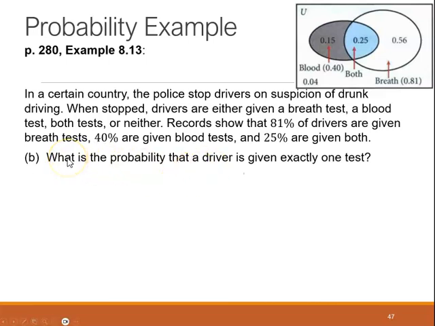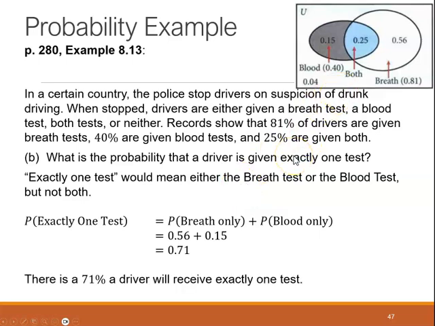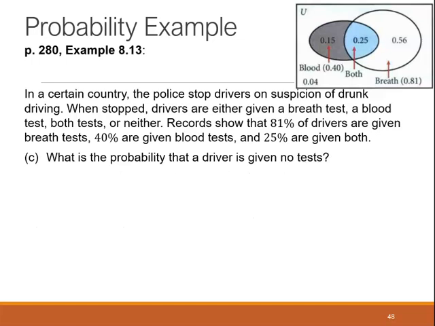What is the probability that the driver is given exactly one test? So that would be just blood or just breath, right? So 71%. So far, so good. What is the probability given no tests? Well, we already see that, right?